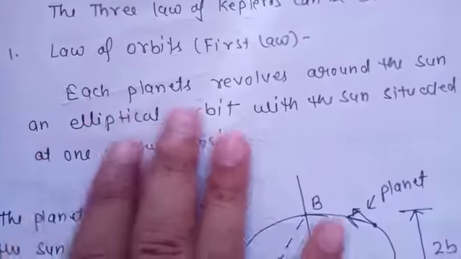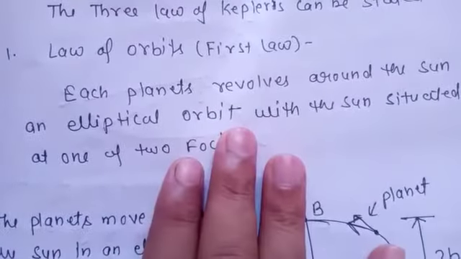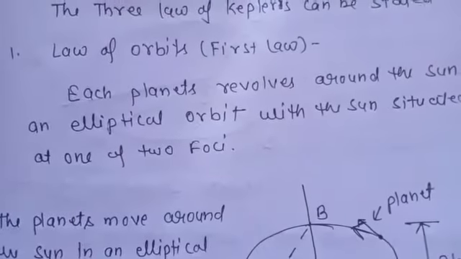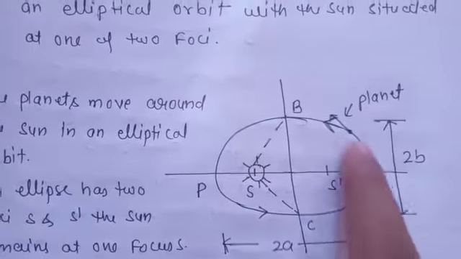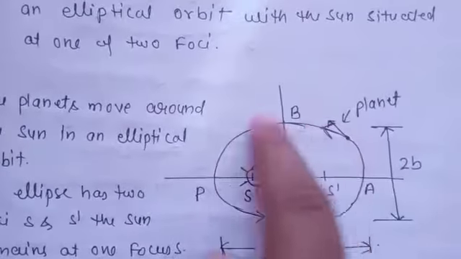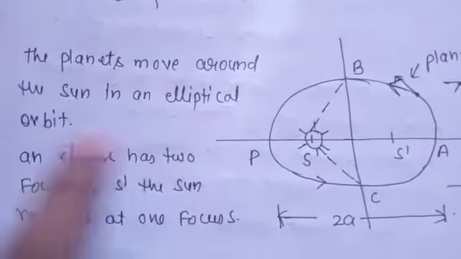He explained that each planet revolves around the Sun in an elliptical orbit, with the Sun situated at one of the two foci. Let us consider this is S and S', this is the Sun, and all other planets move in this type of elliptical shape, also called an elliptical orbit. The planets move around the Sun in an elliptical orbit.